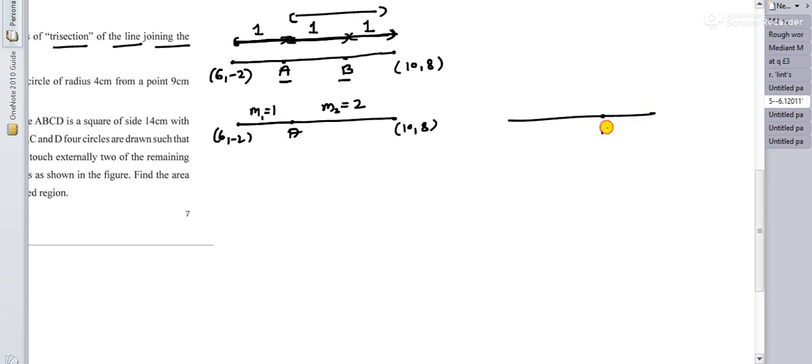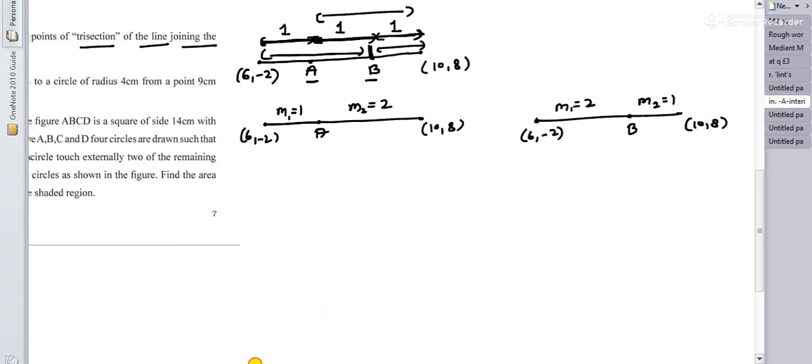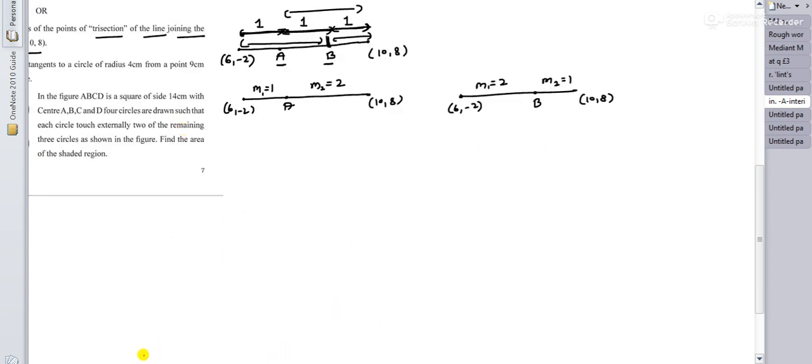Now similarly, I will write it here only. While taking for B, M1 will be how much? 2 exactly, and M2 will be 1. Because the point is now at B, so this total part is 2 and this part is 1. Got it? This value remains the same, 6 comma minus 2, and this is 10 comma 8. So now you have to use the section formula.